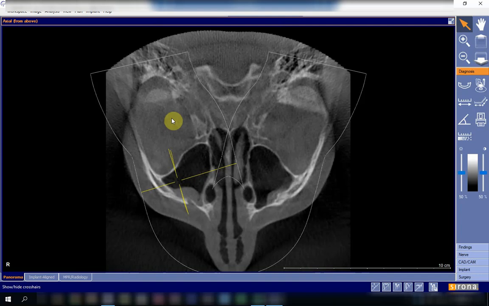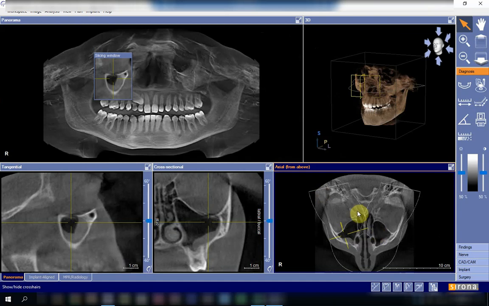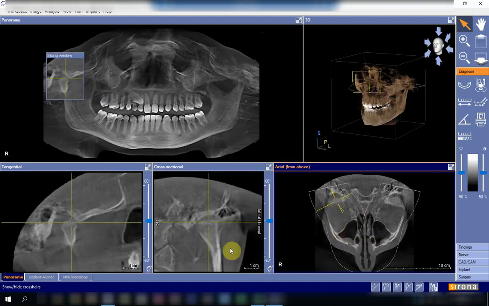radiolucencies in any surface of the condyle, or we see reduction or unequal distances between the condylar head and the articular surface, then we will suspect, or we will investigate more into the condition, and then we will try to know the disease. Of course, all these are purely radiographical signs, radiological signs.